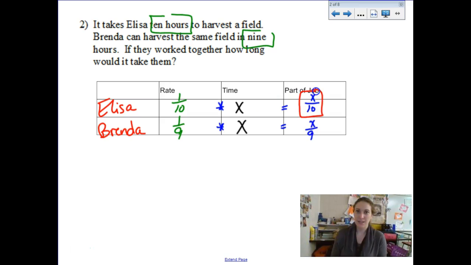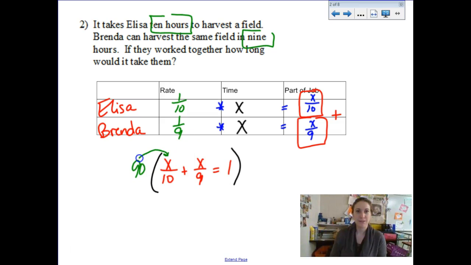And then we're going to take each person's contribution to the job. We're going to add them up. So x over 10 plus x over 9. And at the end of this problem, when both girls complete their job parts, we're going to have one job completed. So again, I'm shooting for the least common multiple. I think it's 90 actually on that one, because 9 is kind of a stickler of a number. It doesn't have a lot going on with it.